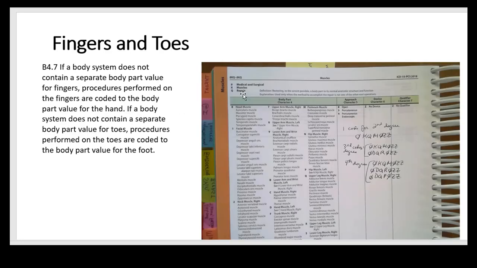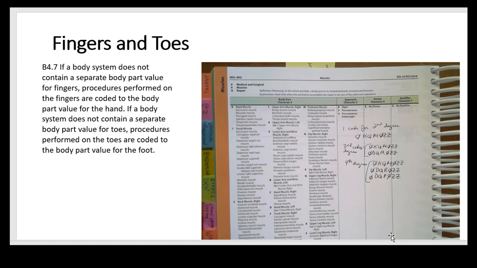And here's a picture of repair from my code book. You can see the hand muscle there in the middle column. That's the body part value you would be choosing if you were coding finger muscles. All the writing there on that page has nothing to do with fingers and toes.